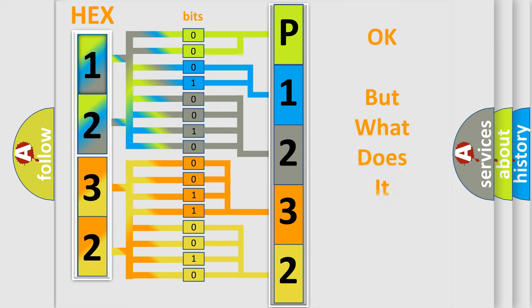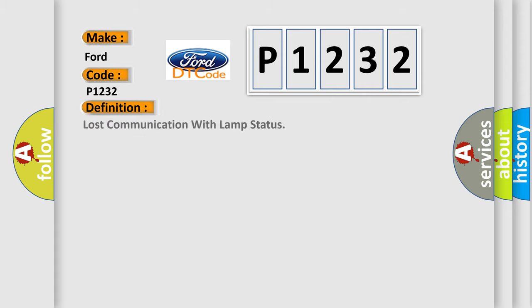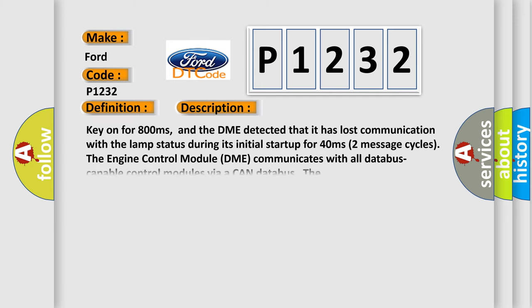The number itself does not make sense to us if we cannot assign information to what it actually expresses. So, what does the Diagnostic Trouble Code P1232 interpret specifically for Infiniti car manufacturers? The basic definition is lost communication with lamp status. And now this is a short description of this DTC code.